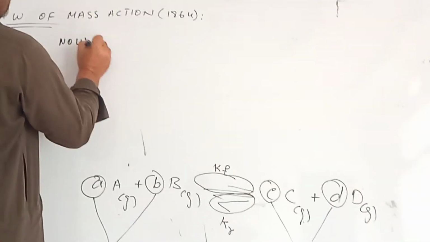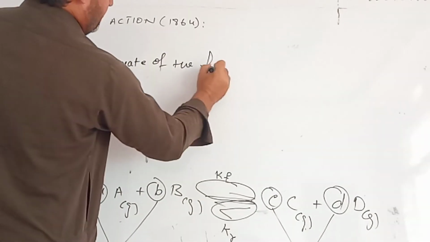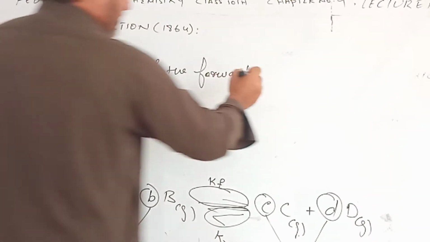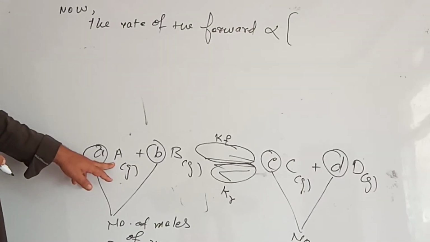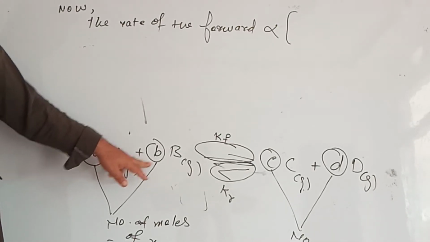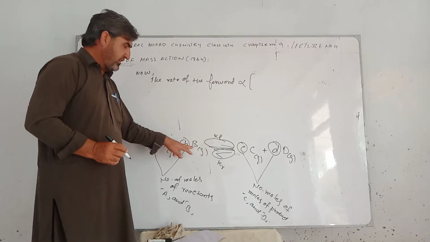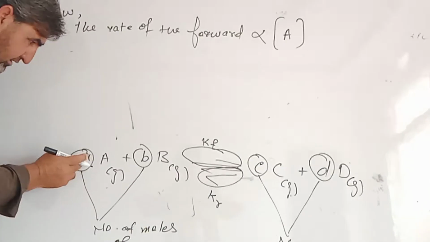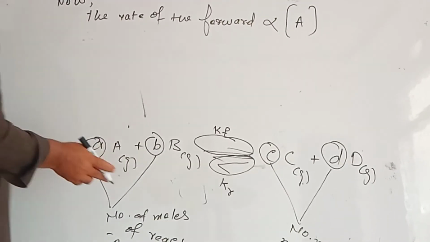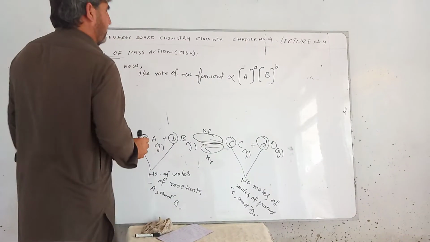Now the rate of the forward reaction will be directly proportional to the concentration of reactant A raised to the power of the number of moles of A, and the concentration of reactant B raised to the power of the number of moles of B. Remember that the moles, which are the coefficients, always come toward the power, raised to the power.